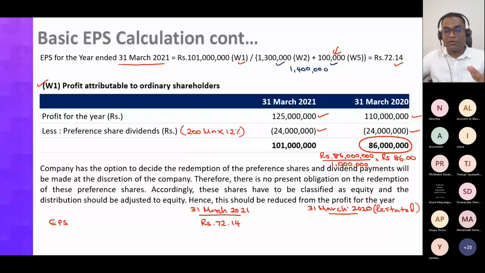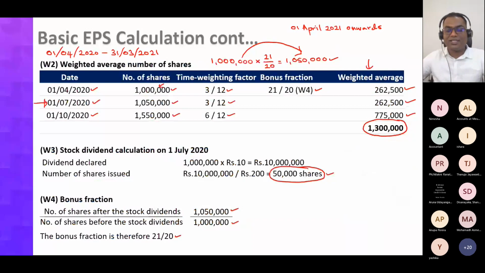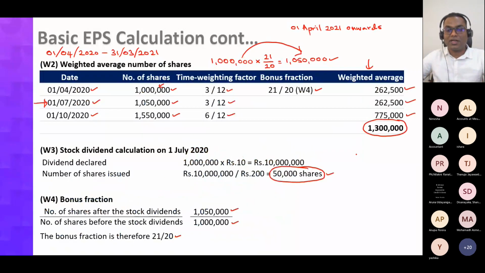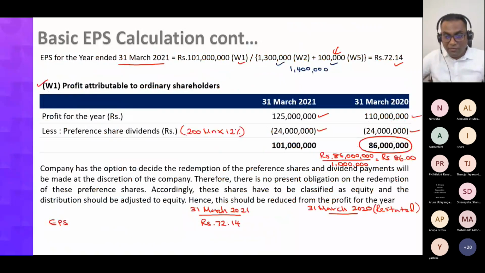So actually you have to do two retrospective adjustments, and you need to restate the EPS which you have calculated for 31st March 2020 by taking the stock dividends which have been paid in the current year and which have been paid in the next year before the financial statements are authorized to issue. So in the current year, 50,000 additional shares. Next year, before the financial statements are authorized to issue, 100,000 shares. Altogether, 50,000 plus 100,000, 150,000 shares to be adjusted retrospectively.